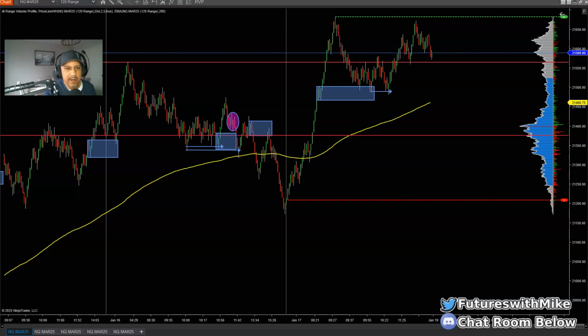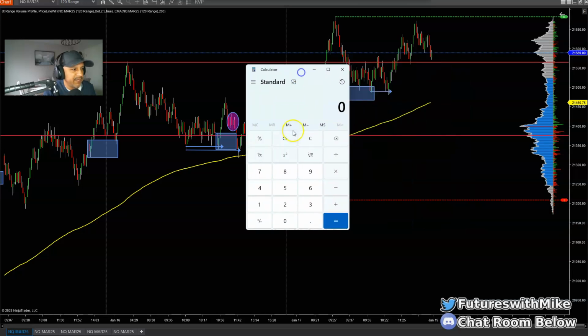Let me bring out my calculator right quick. I'm just going to quickly show you guys, for anyone that doesn't believe me. 50 points, times 4, that's 200 ticks times $5 a tick. That is trading one contract. If you trade 2 contracts, times 2, that's $2,000 on one day out of 5.